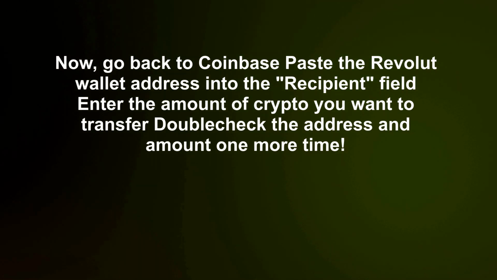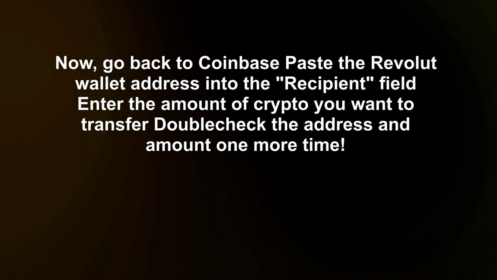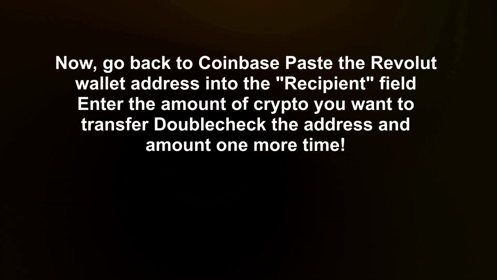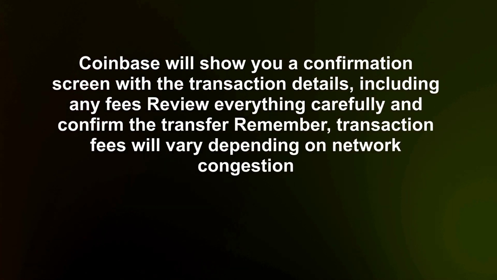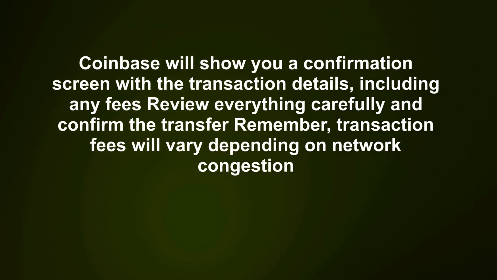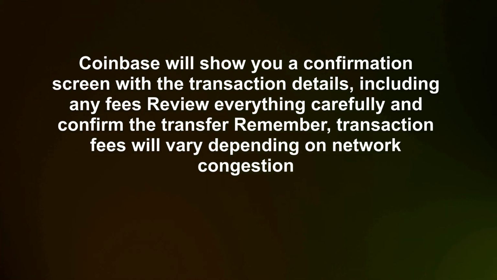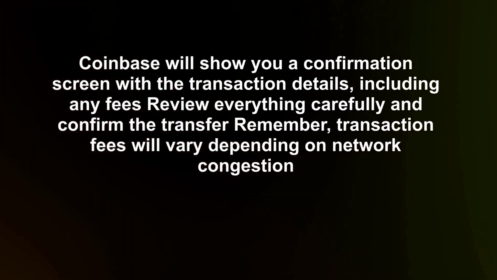Now, go back to Coinbase, paste the Revolut wallet address into the recipient field, enter the amount of crypto you want to transfer, double-check the address and amount one more time. Coinbase will show you a confirmation screen with the transaction details, including any fees. Review everything carefully and confirm the transfer. Remember, transaction fees will vary depending on network congestion.